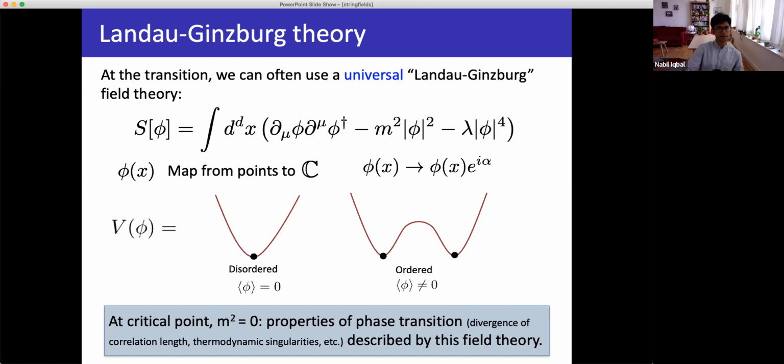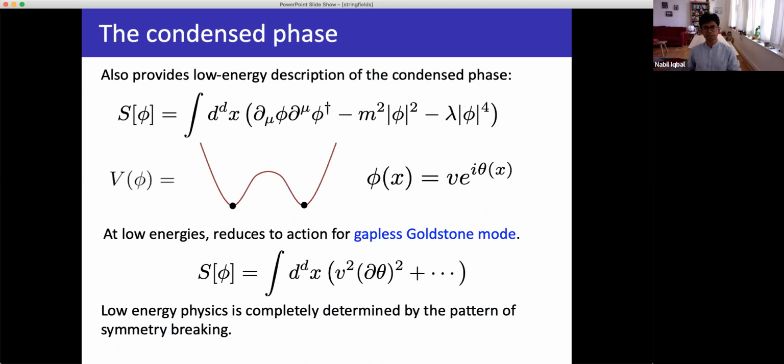Now, this Landau-Ginzburg theory is useful for a bit more. It also provides a useful low energy description of the condensed phase. So imagine that m squared is negative, so my potential looks like this. Then my field phi wants to condense. It wants to roll down to the bottom of this. But now there's a low energy degree of freedom, which is the phase rotations of my field phi. What you can do is write this ansatz and plug it into this action. And then if you go through some tiny algebra, you find an action for the gapless Goldstone mode theta, where you can derive this action from this Landau-Ginzburg theory.